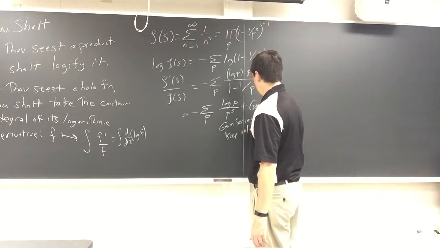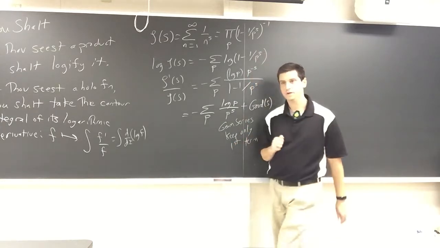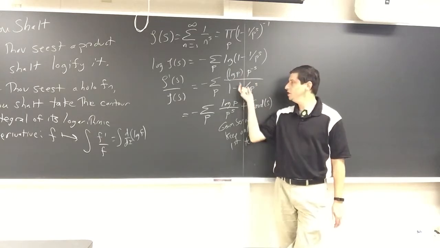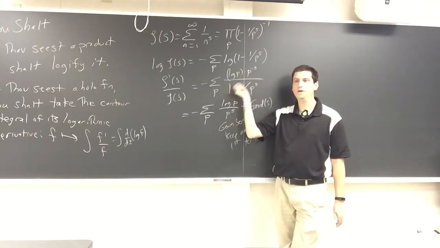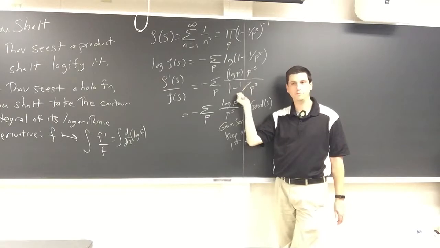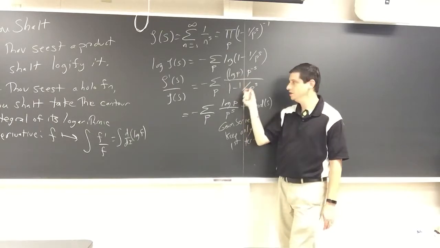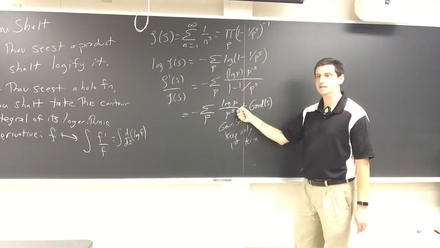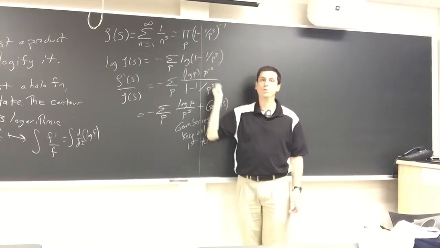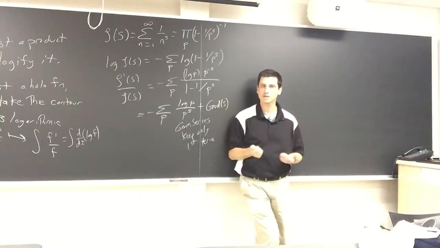Keep only the first term. All right? So when we do a geometric series, we'll have this over here will become 1 plus 1 over p to the s plus 1 over p to the 2s plus 1 over p to the 3s. So the p to the minus s, that's giving us this piece. And then everything else will be like 1 over p to the 2s, 1 over p to the 3s. As long as the real part of s is large, that's going to converge well.